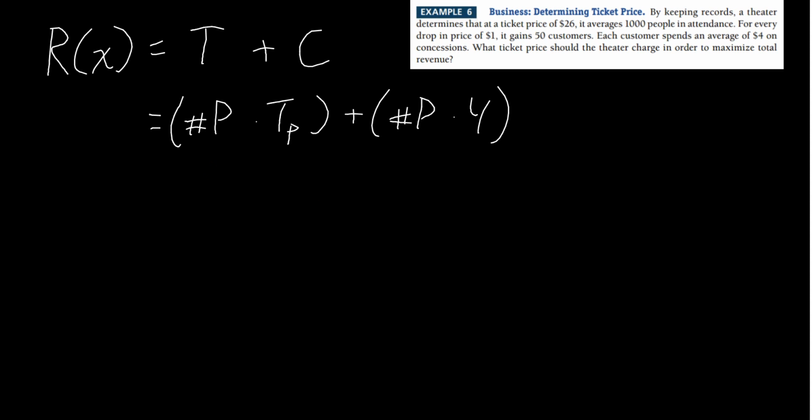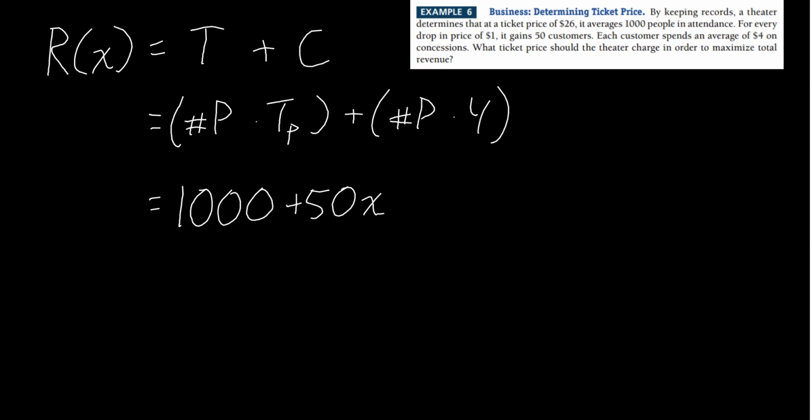So how can I figure out an equation for the number of people? Well, it says it averages 1,000 people in attendance, so that's a good starting point. But then it says that for every drop in price of $1, it gains 50 customers. So here's where we're going to have to tie both of these together. For every 50 people, so plus 50 people, we're going to put x here, and I'll go back to this in a moment.